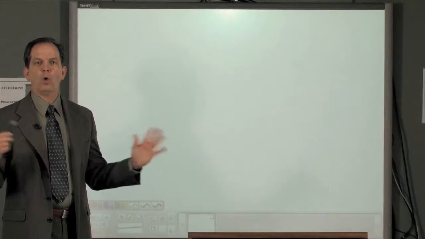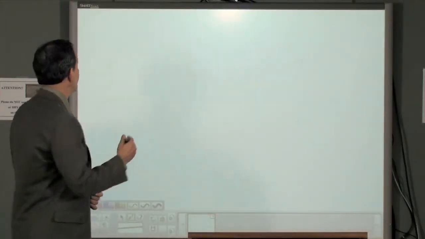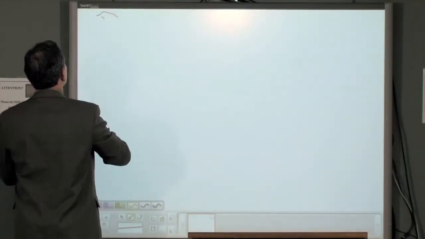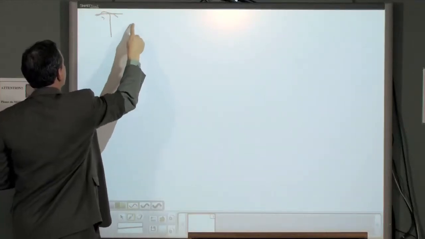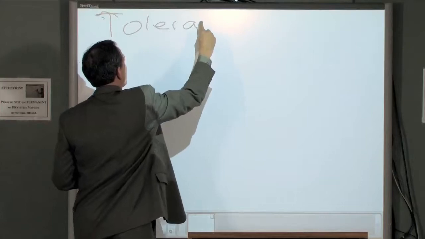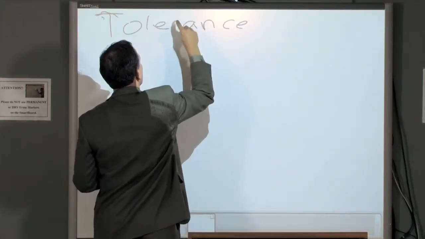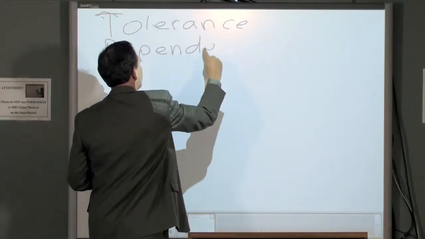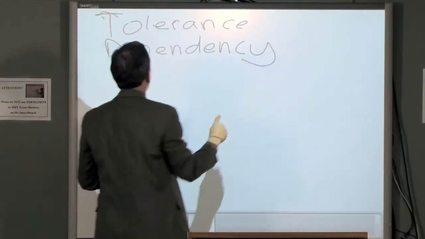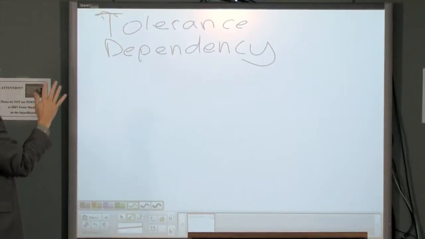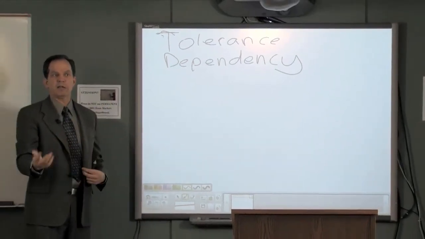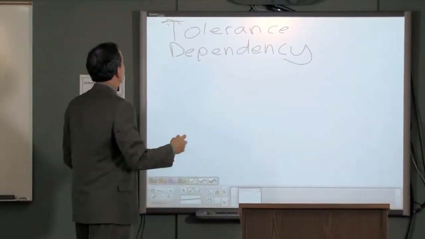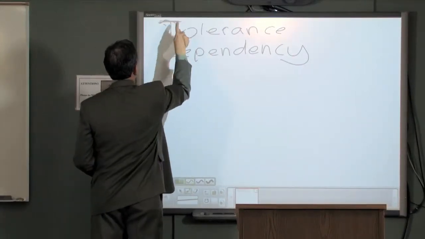Okay, I want to talk about why some drugs are addictive and other drugs are not. And there are a couple of concepts. One is tolerance, and dependency. Addictive substances create a tolerance and build up dependency. Non-addictive substances don't. And that's a simple rule of thumb to distinguish the two.